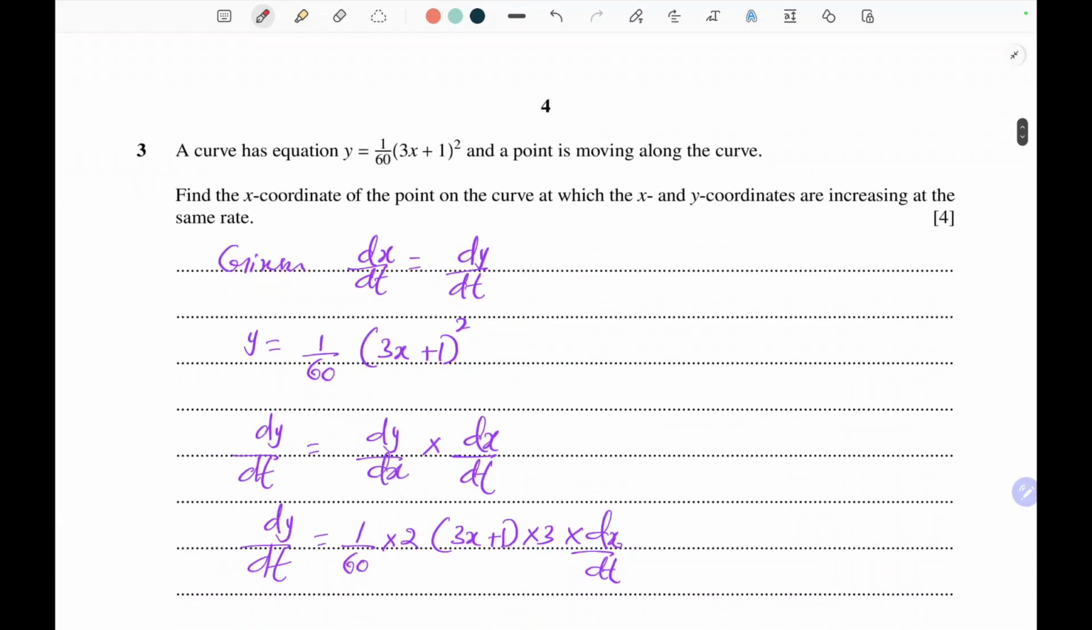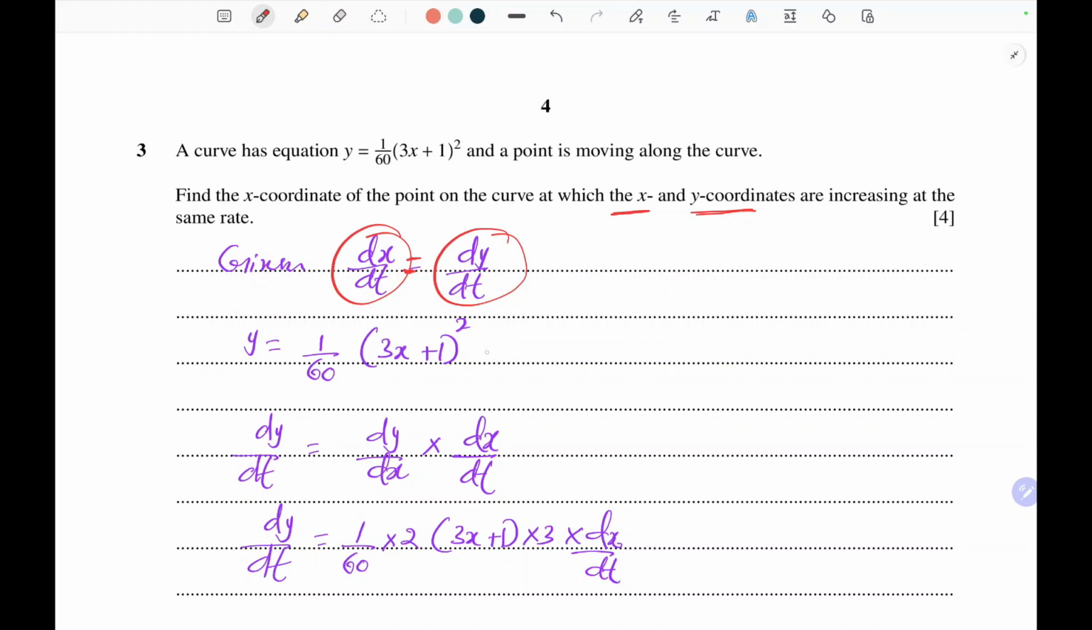Now move to the next question, which is question number 3. A curve has equation y equals 1 over 60 bracket 3x plus 1 whole square, and the point is moving along the curve. Find the x coordinate of the point on the curve at which x and y coordinates are increasing at the same rate. So dx over dt is the rate of increase of x, and dy by dt is the rate of increase of y. And these two are the same because it is given in the question. dx over dt equals dy by dt.